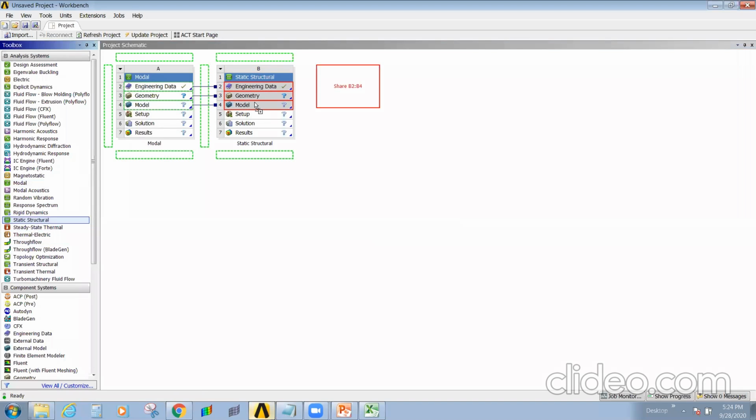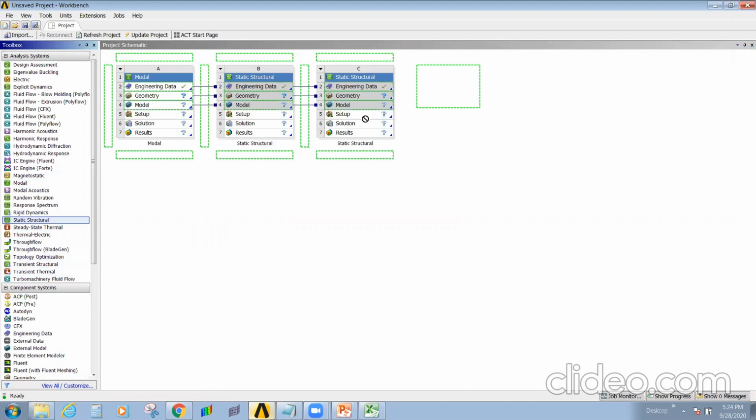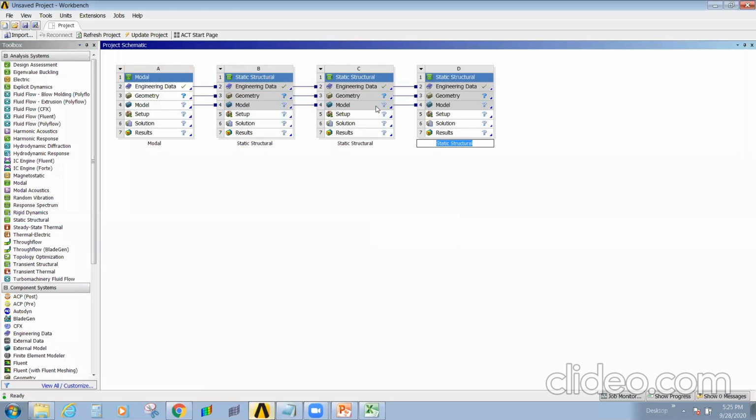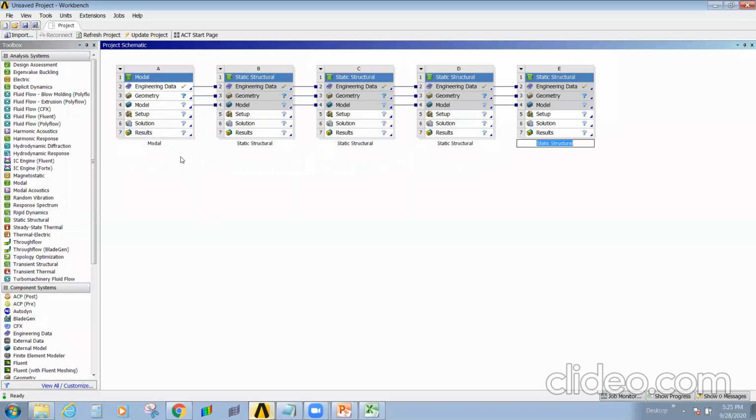For this, again I'll click on the second load case, that will be horizontal. Third load case, that will be vertical, sorry, inclined load case. And the fourth load case will be a combination of all the three load cases.